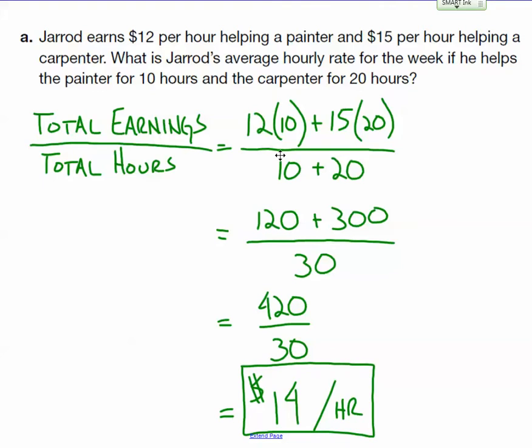Okay, so like I said, we can't just say 12 plus 15 divided by 2 and call it $13.50 per hour. It's actually a little bit more than that because he worked for the carpenter twice as long as he worked for the painter, and the carpenter pays him more. So it's actually closer to 15 than it is to 13.5. Well, I'm sorry, than it is to 12.